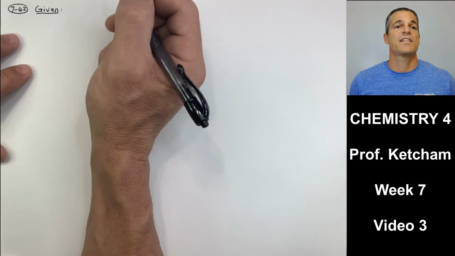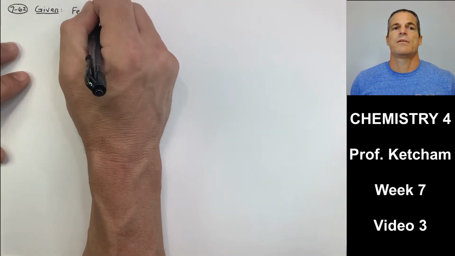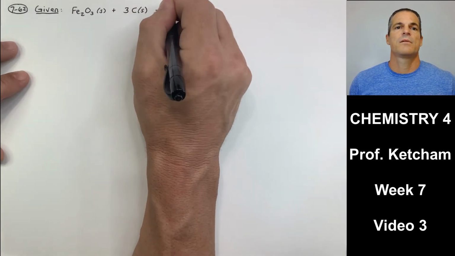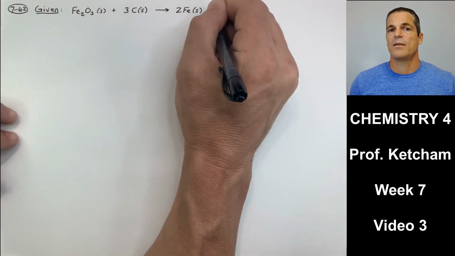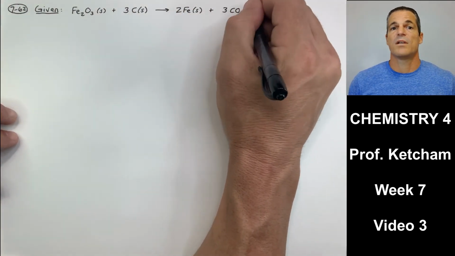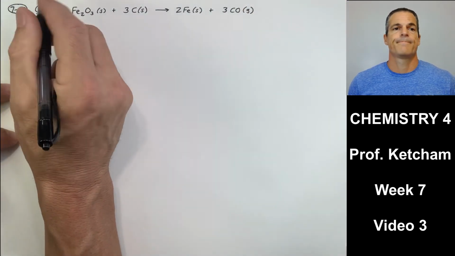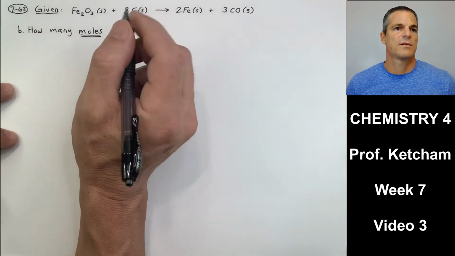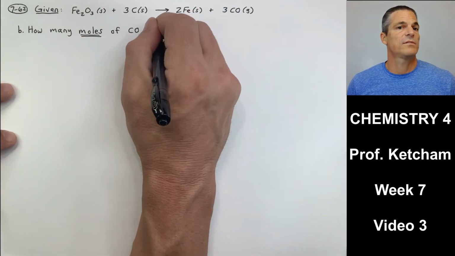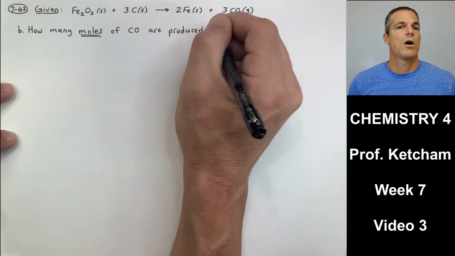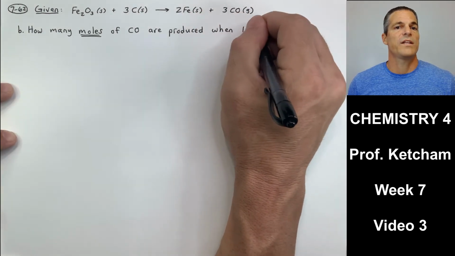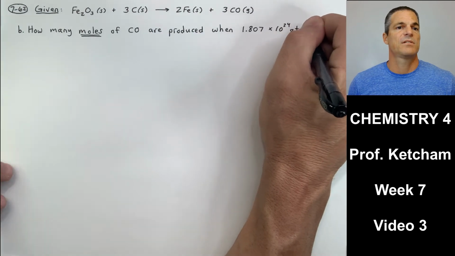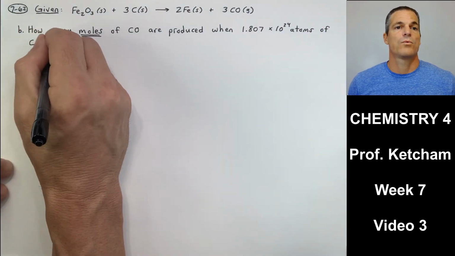All right, question 62. Given Fe2O3 plus 3 carbon yields 2 Fe plus 3 moles of carbon monoxide. Now I see coefficients 3, 2, 3 in there, so I know it's already balanced. It says, how many moles of CO are produced when 1.807 times 10 to the 24th atoms of carbon reacts?